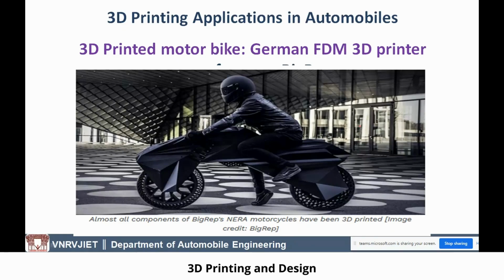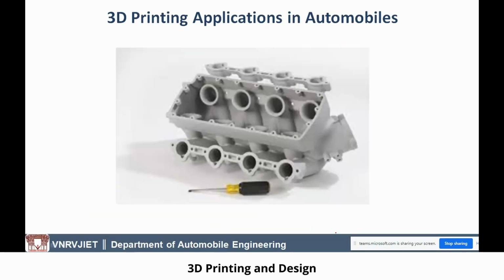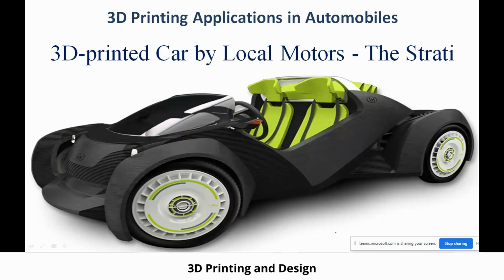This is a German FDM 3D printer that has been used to print this motorbike. You can see here, courtesy or credit, all the components of a big Grape Nera motorcycle have been printed using 3D printing technology. And you can see here the engine block, 3D printed, and this is not functional.